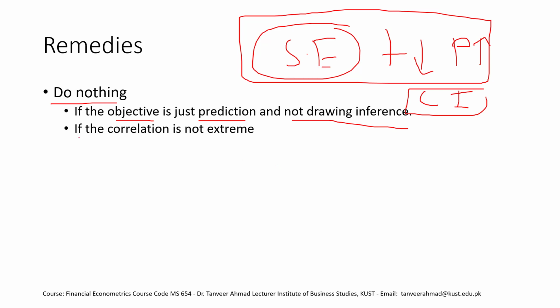And we can leave this multicollinearity issue if the correlation is not high. So we can do nothing in this case. One of the remedies is to just leave it as it is and just report the statistics.